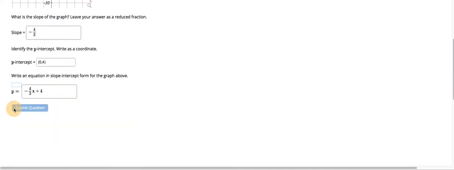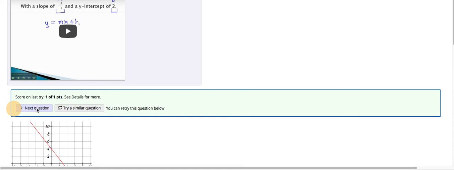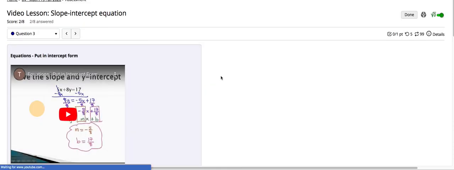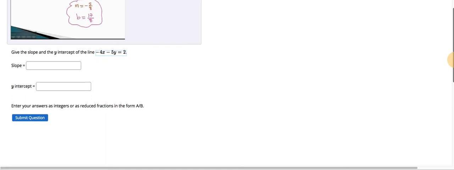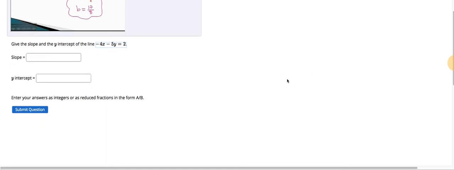They are getting harder, as you can see. We got that right. Green light. Move on. Okay, what's going to happen here? Give the slope and the y-intercept of this line.